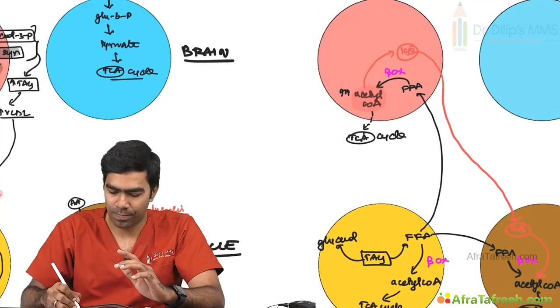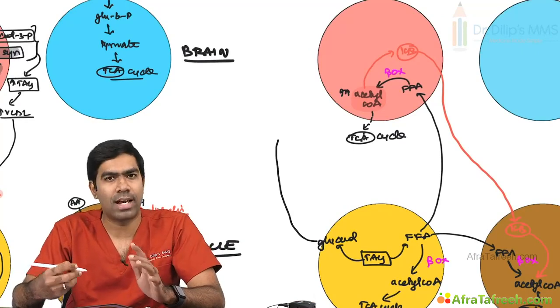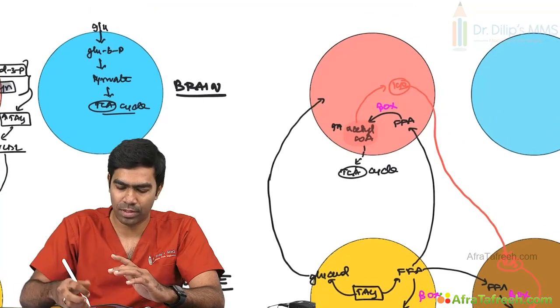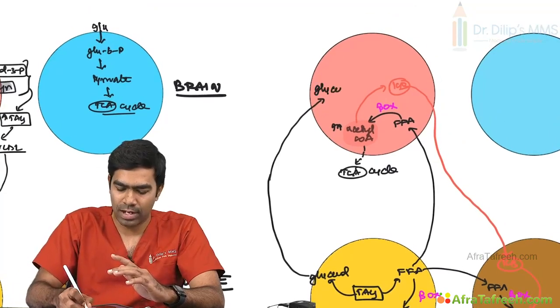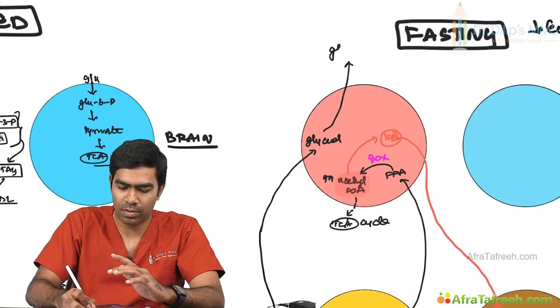And what about this glycerol? Glycerol that is coming from the triglycerides as a result of lipolysis is going to come to the liver, where it can enter the gluconeogenic pathway to become glucose.